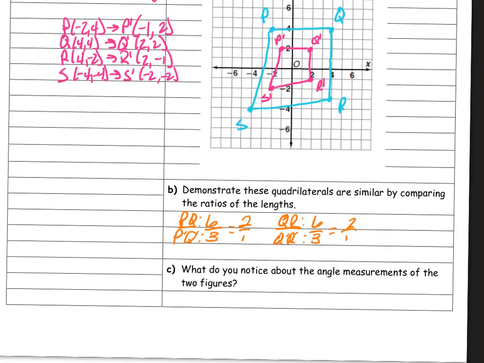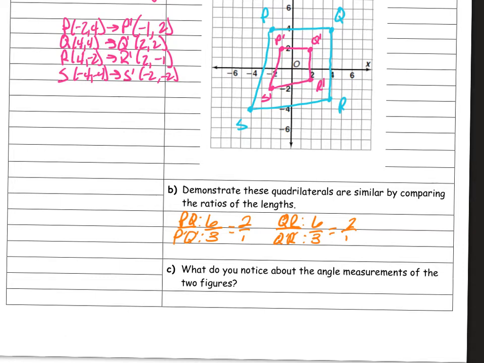Then the last thing is, what do I notice about the angle measurements of the two figures? So the nice thing, if I could take my image, so the P prime, Q prime, R prime, S prime, and slide it down so that S prime is on top of S, you would see that it was the exact same angles. And R prime is on top of R. But unfortunately, this program doesn't allow me to do that part.